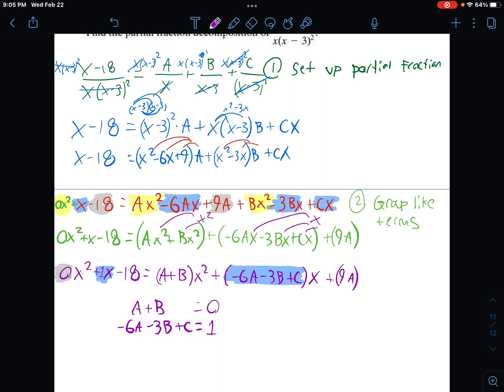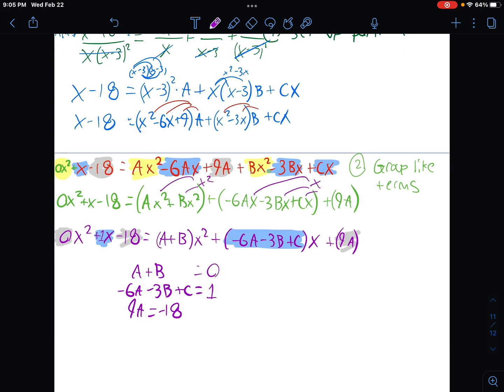And the last part you guys are going to be pretty happy with, we know that 9a is going to be equal to negative 18. So we're going to have 9a equals negative 18. I'm not even going to write it the proper way.